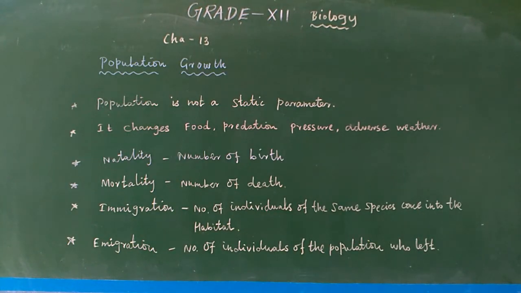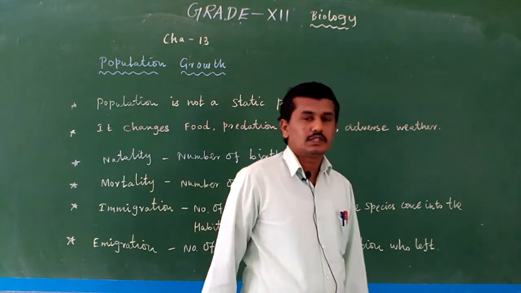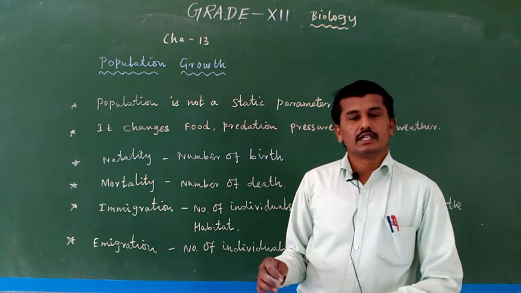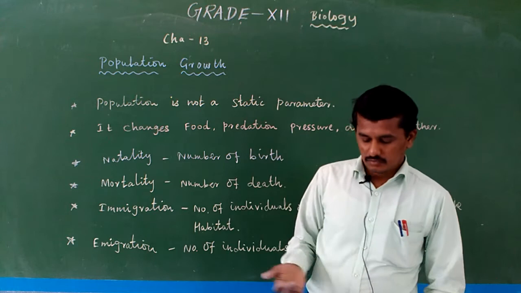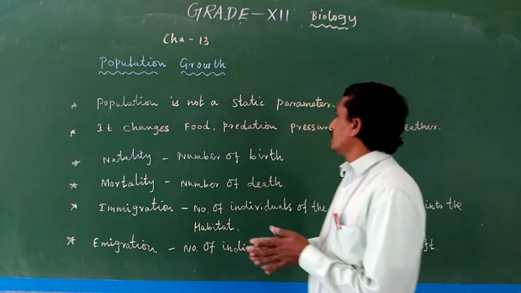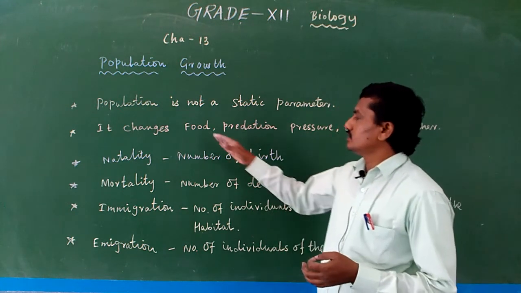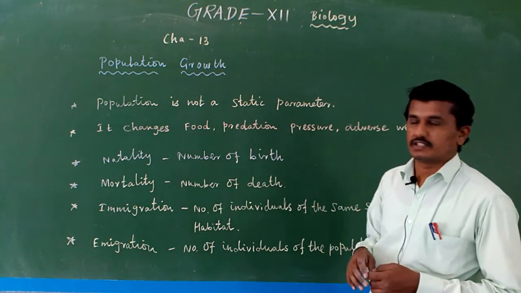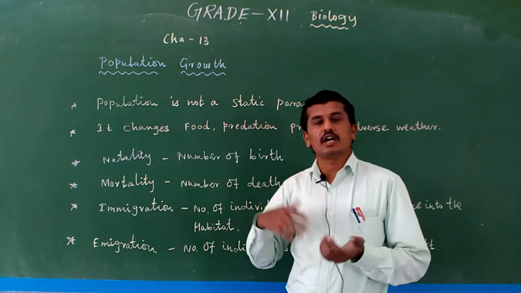Next one is population growth. Population normally grows with the use of some factors: birth, death, immigration and emigration. So normally population is not a static parameter. According to the season, the food availability, the predation pressure and adverse weather conditions, the population may increase or decrease.